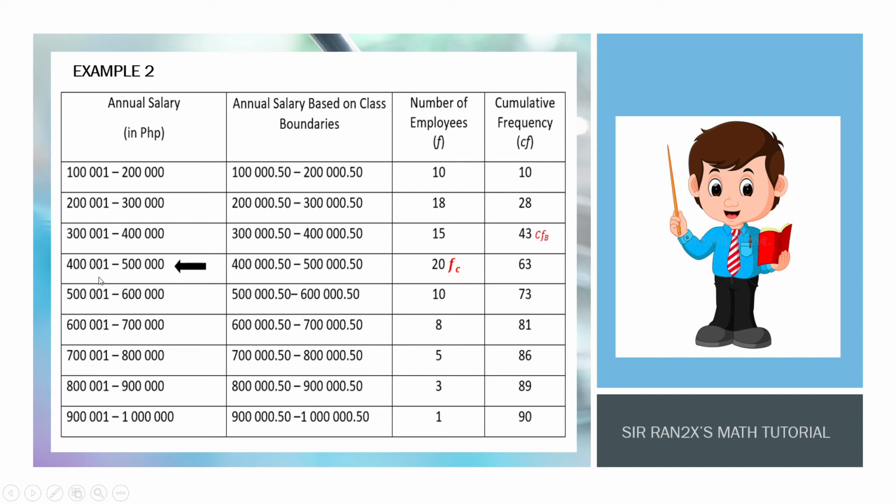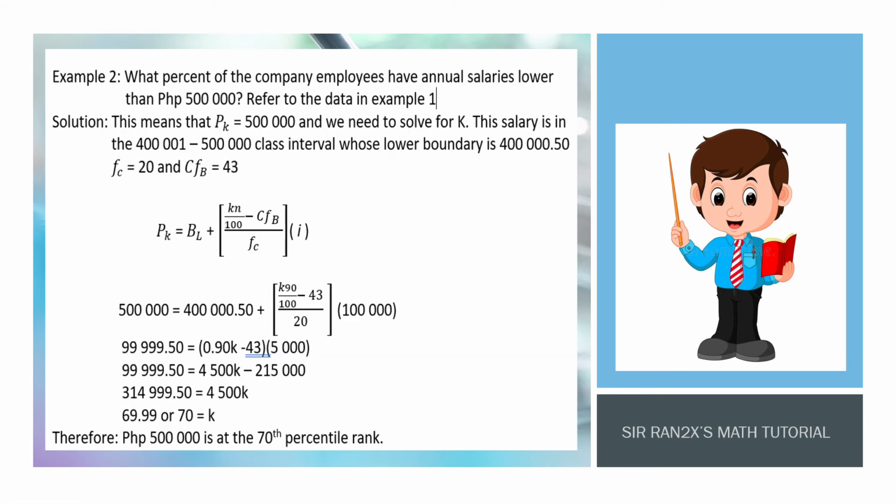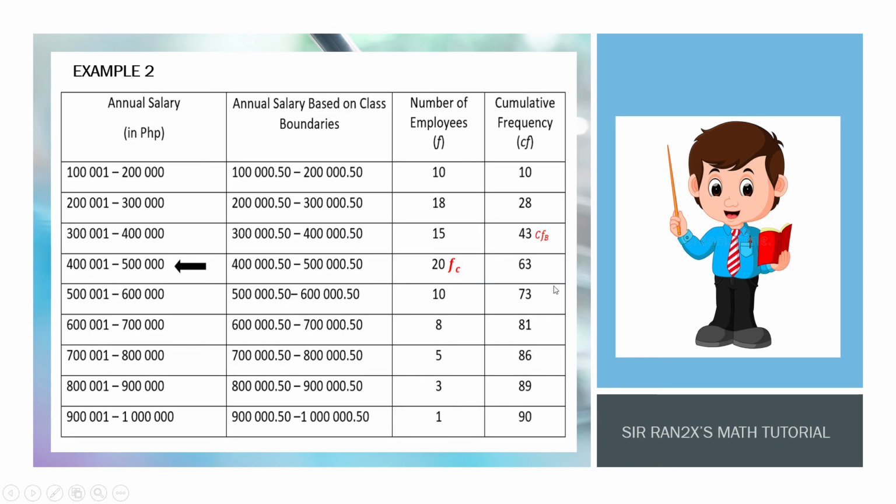400,001 minus 0.50, you will arrive at 400,000.50. That's your lower boundary, or L sub B. Now, what else do you need to see? The frequency. What is the frequency? 20. The CF sub B, 43. Look into the data. This is the interval, the class interval. So its frequency is here, 20.